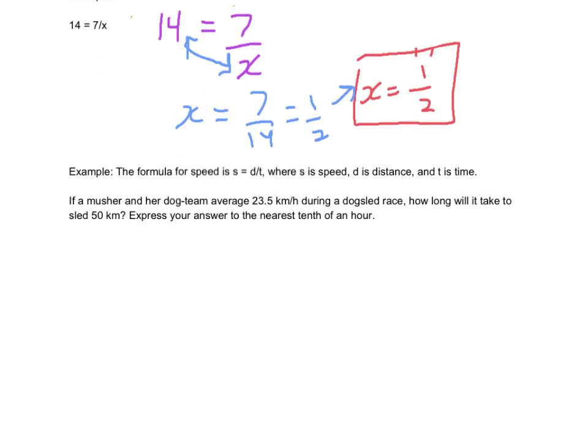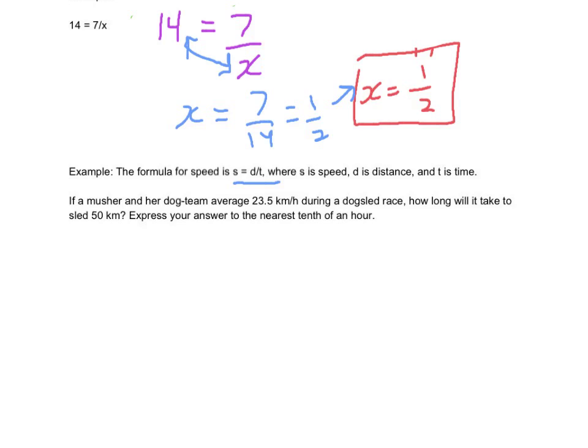Okay, one other example here that's a little bit of a story problem. Okay, we're given the formula for speed. S is equal to d over t. So S is speed, d is distance, t is time. We've got an example here, a musher and her dog team averaged 23.5 kilometers per hour during a dog sled race. How long will it take to sled 50 kilometers?